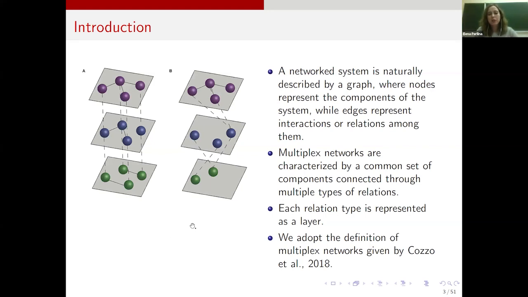So if you look at this picture, you can see two three-layer networks. And the picture A can be called multiplex network. And the feature of this network is that in each layer, we have the same set of nodes. So one node is represented in all the layers. Yes, so we have here three layers and the same set of four nodes. In picture B, we see three layers, but the nodes can be different in this layer. And this type of network is called multi-layer.